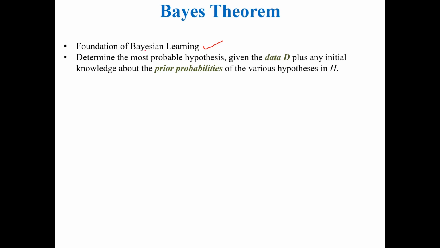So in Bayesian learning, what do we do? We find the most probable hypothesis given the data, plus any initial knowledge about the prior probability. That means we will be given the data, that is our history or experience, and we will be given the prior probabilities. With these two given, we find the most probable hypothesis.